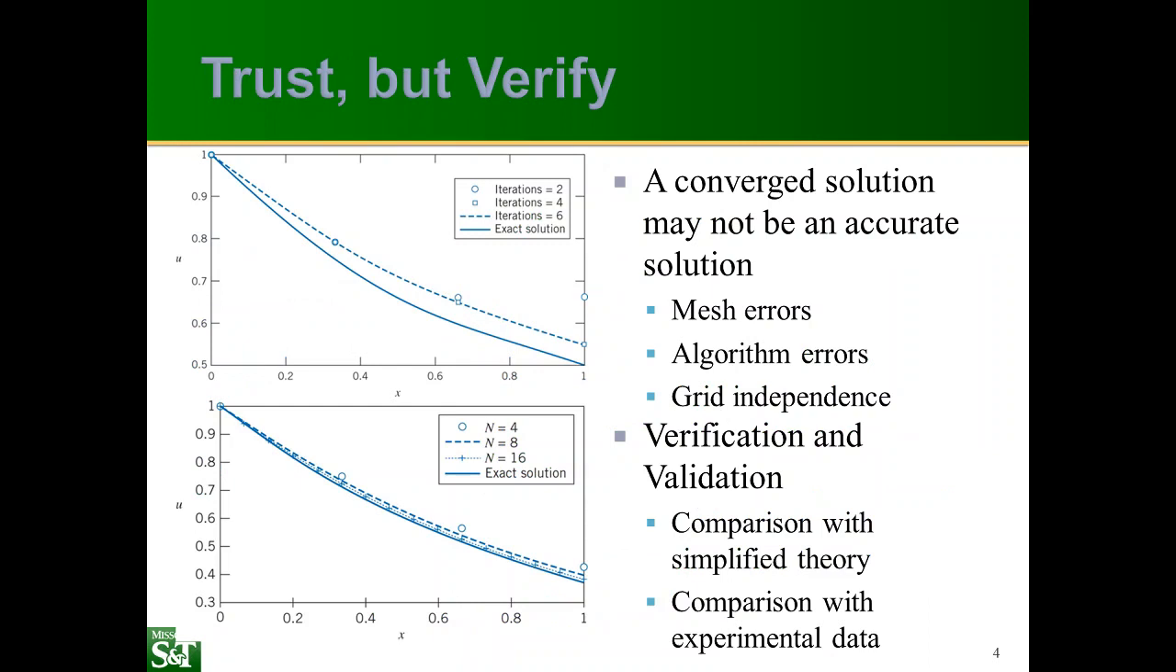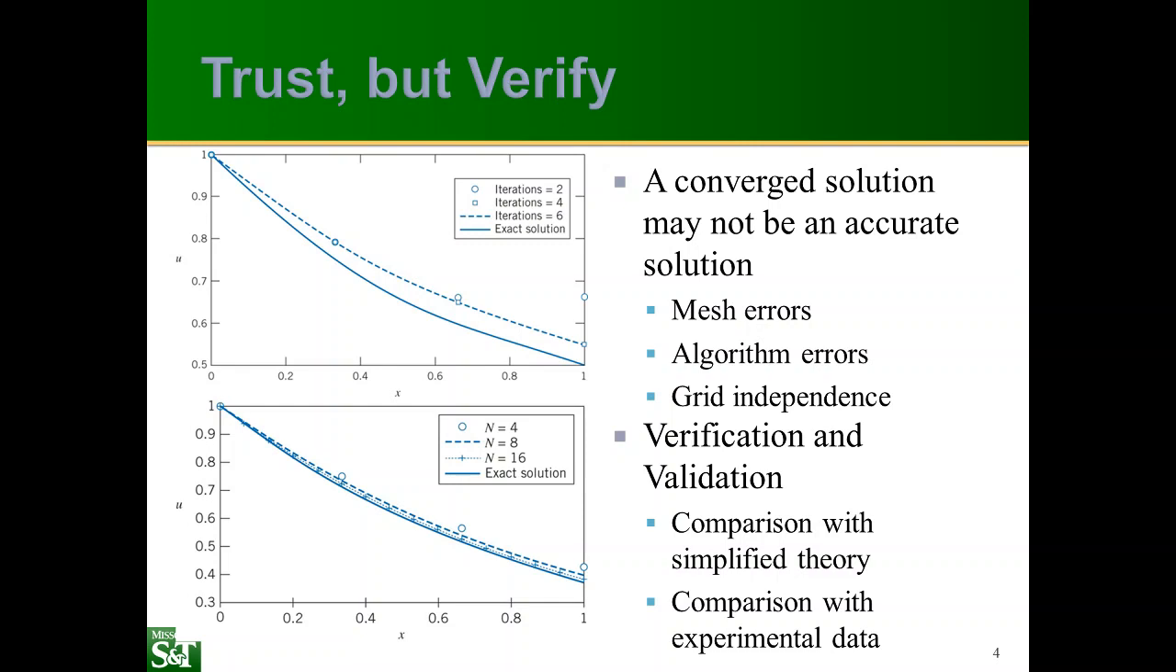Now, it's important to note that when we're using these numerical methods, a converged solution may not necessarily be very accurate. You can see from the graph here that the converged solution after six iterations doesn't look much like the exact solutions. There's a lot of error. The reason for that is because we have a very large cell size. So we have to be aware of mesh errors and algorithm errors, and we have to look for what's called grid independence. Grid independence just means that the solution no longer changes as you change the cell sizes, or the number of cells.